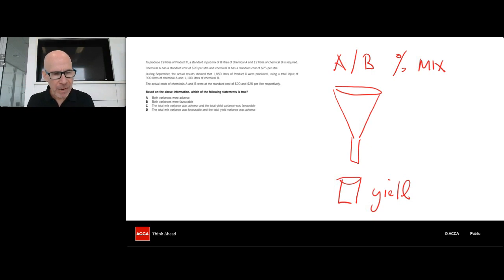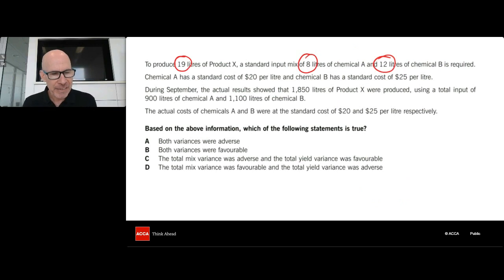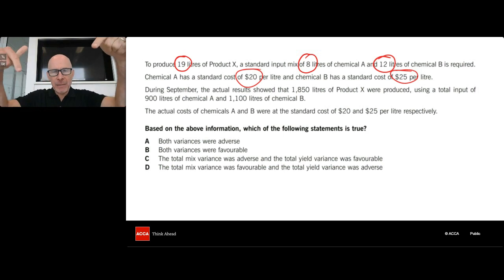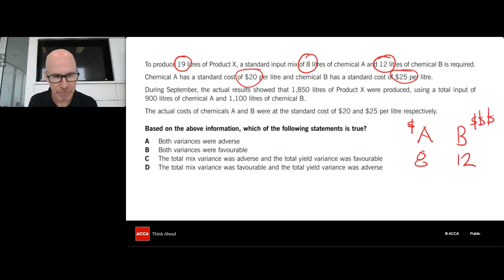So team, now that I know that, I read the first sentence and I see that to get out 19 units of X, we put in 8 of A and 12 of B. So 8 plus 12 is 20. So 20 in, 19 out. I also see that A is the cheap stuff and B is the expensive ingredient. So right away, I'm visualizing, I'm sketching. 20 in, 19 out. A is cheap, B is expensive, and the ratio of cheap to expensive is 8 to 12. I write that down on my scratch paper, 8 to 12.